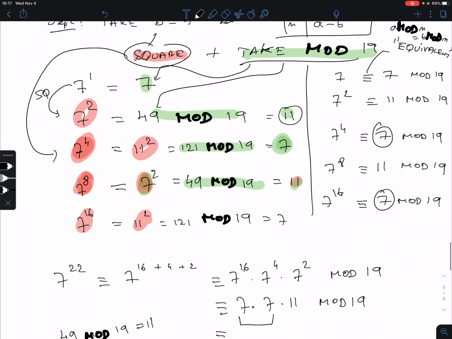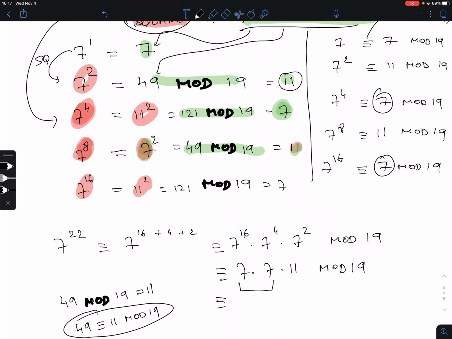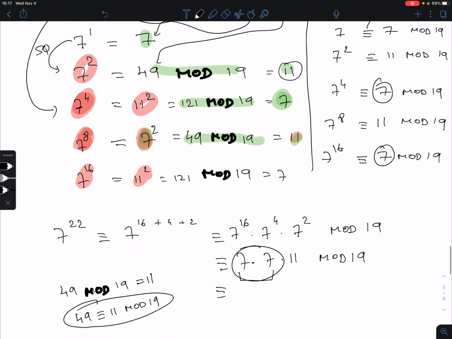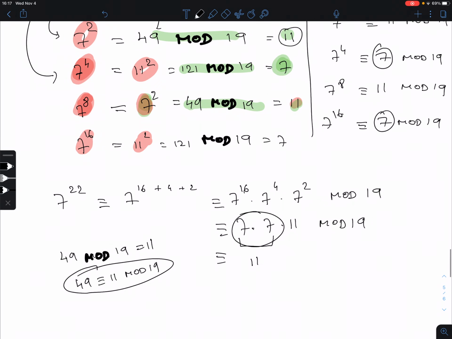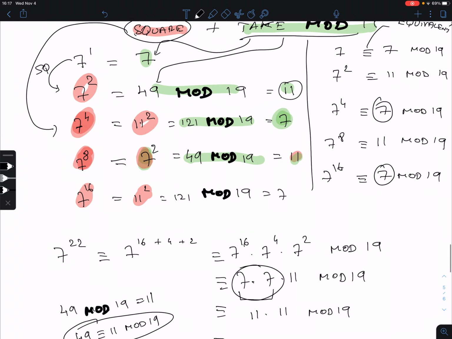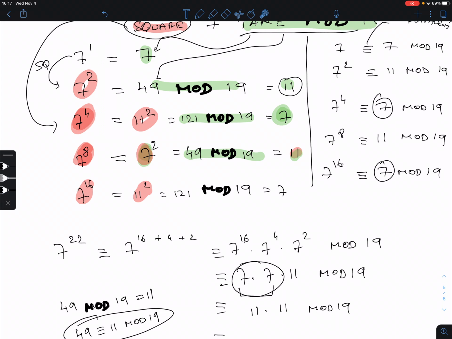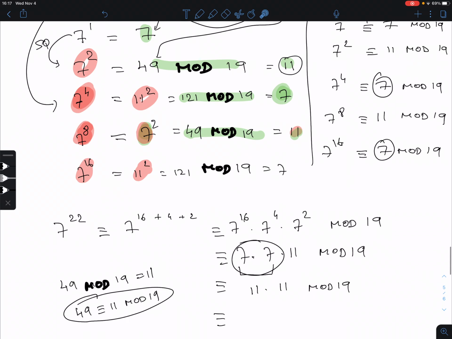Well, I have it here. Well, I didn't spell it out. So this number, that's 49, is the same as 11. So this is 11 times 11 mod 19. And 11 times 11, 11 squared, that we also calculated here. For instance, here's the 11 squared, that is 7 again.